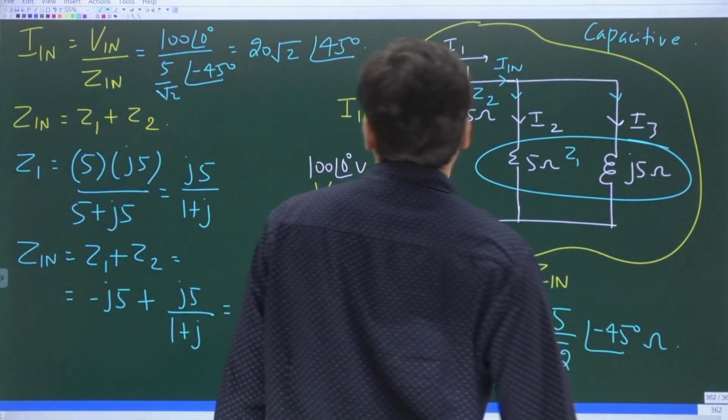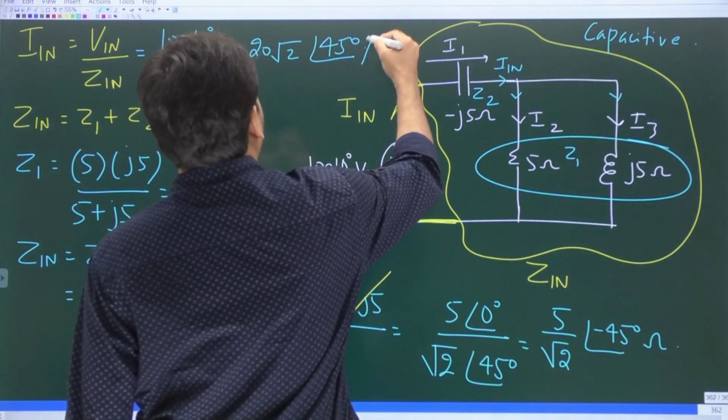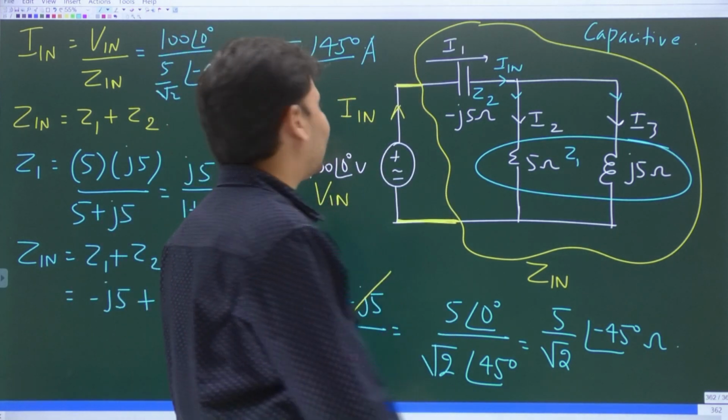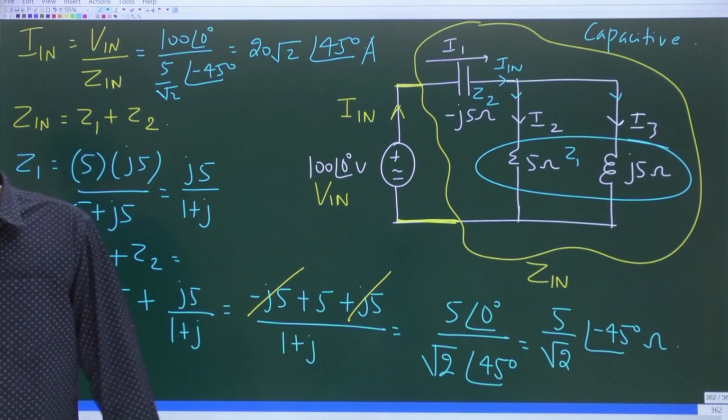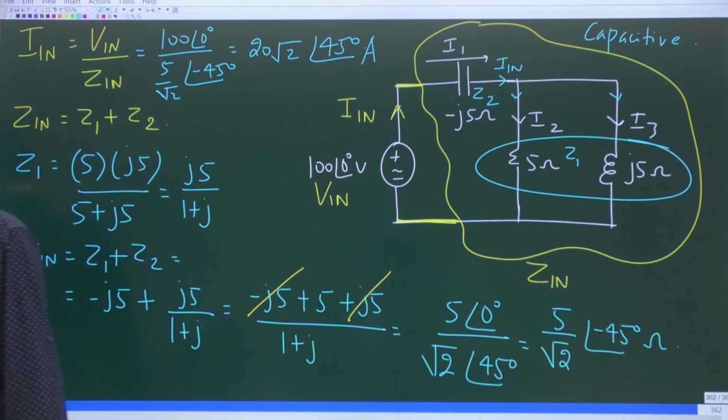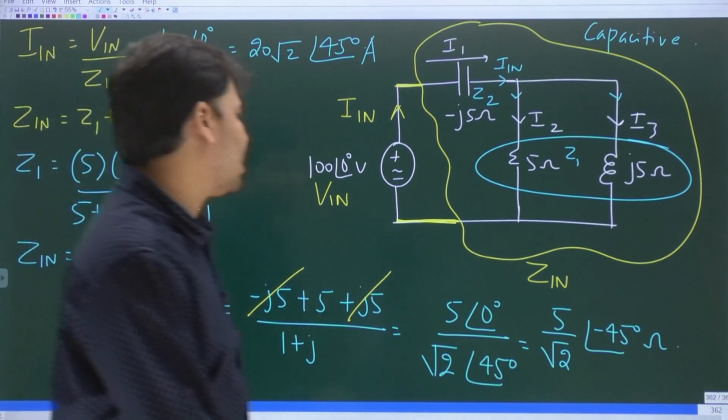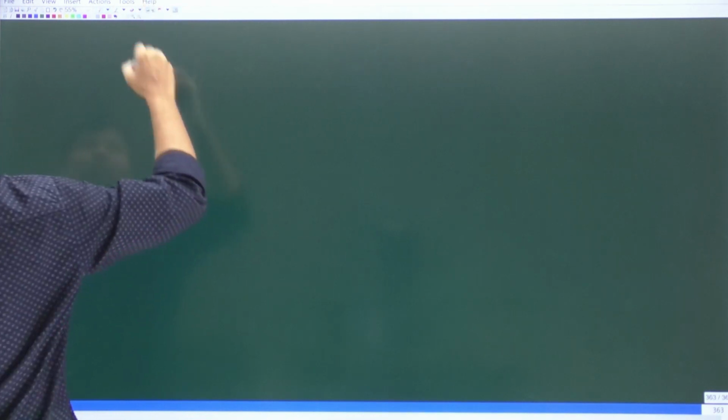Okay. Anyway, the input current is this much. 20 root 2 at an angle 45 degrees amperes. Okay. So it is like this.